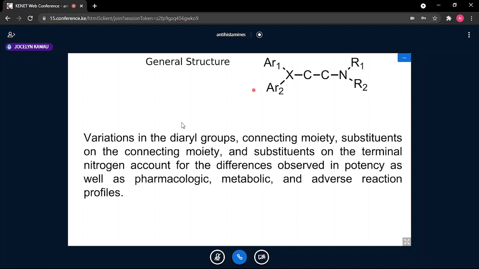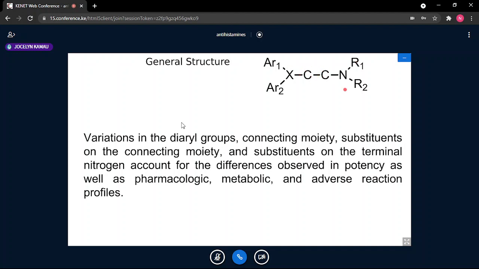So what are we noting? We are saying you can vary AR1 and AR2. You can vary the connecting moiety. You can vary the substituents on the connecting moiety. You can also vary the substituents at the end, so you can vary R1, R2.